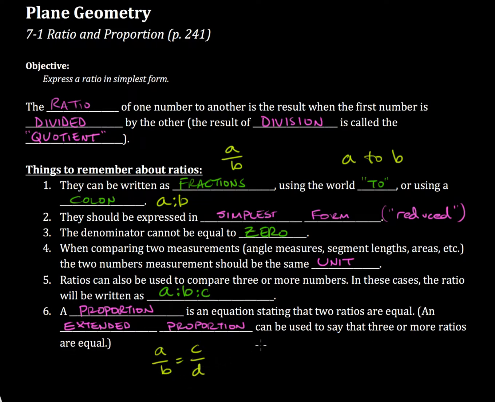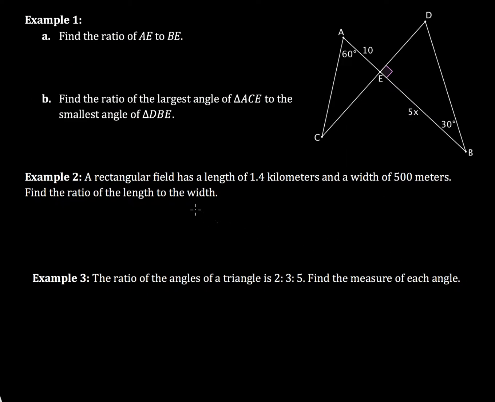If you want to do three or more ratios, you could just create an extended proportion. So we could tack on an equals E over F. We could just keep going if we wanted, making an extended proportion where we have more and more ratios that are all said to be equal to each other. So what can we do with this? Well, let's take a look.